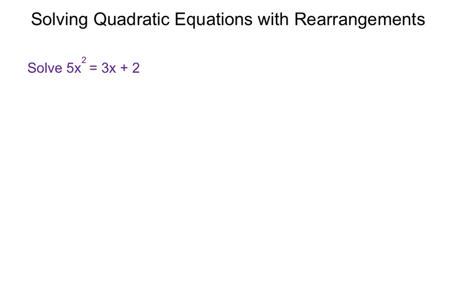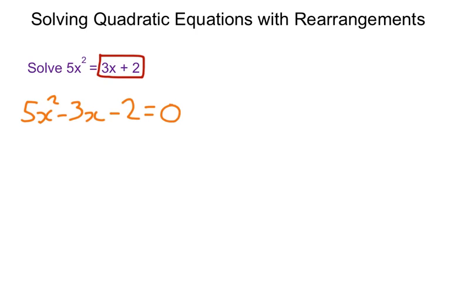In our second example, we have 5x squared equals 3x plus 2. Once again, we need this to be equal to 0 before we can solve it. So we need to rearrange the equation first. So we have 5x squared, and then we want to take all of this and subtract it to get it on the other side. So we have minus 3x minus 2, and that is equal to 0.